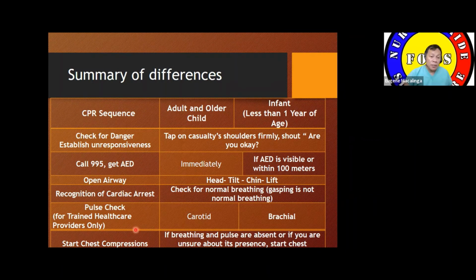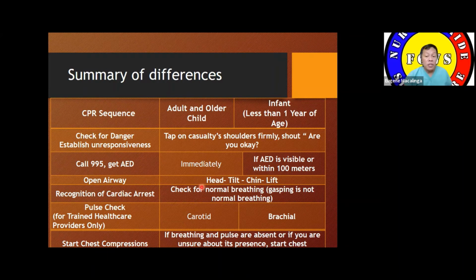Check the pulse. Normally, for trained healthcare providers, for an adult, we do the carotid pulse. You should be around the middle of the neck and slightly move to the left or to the right, and you can feel the carotid pulse, both on the right and on the left. But normally we check only one side. Don't press both carotids, right and left, at the same time. Only one at a time. And then start your compression.